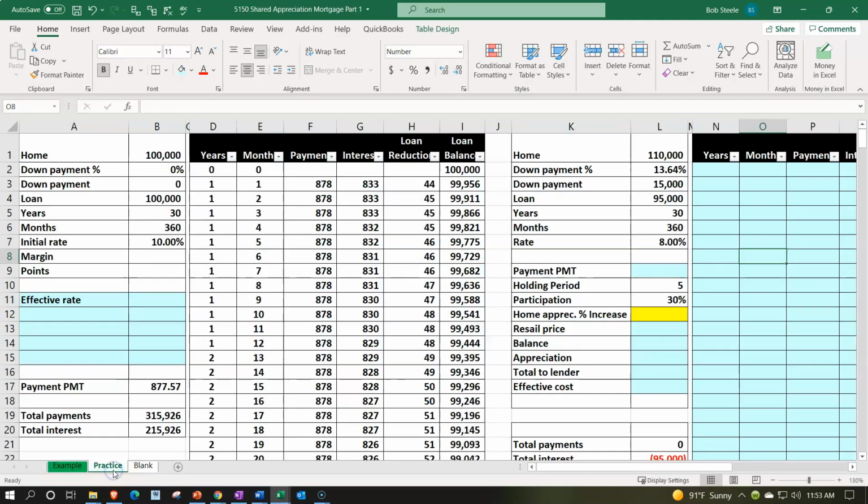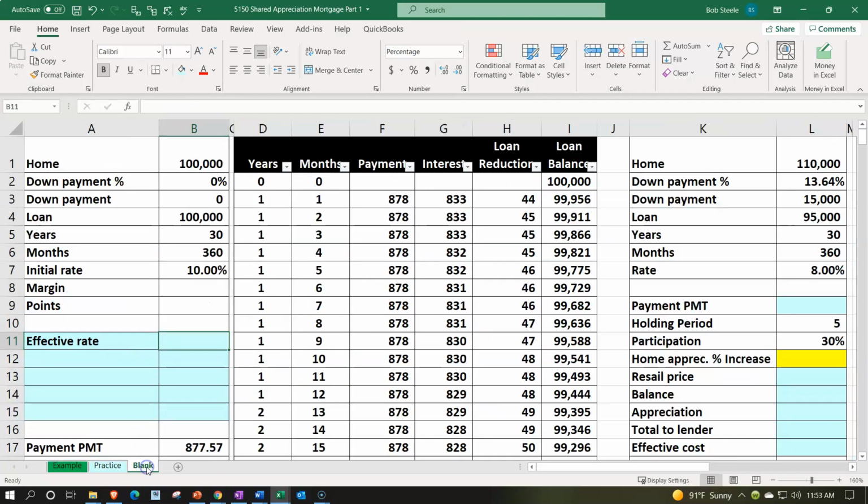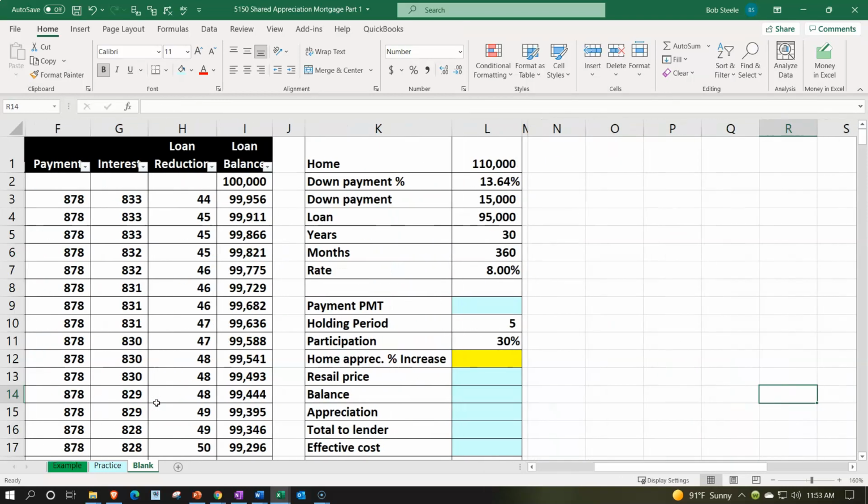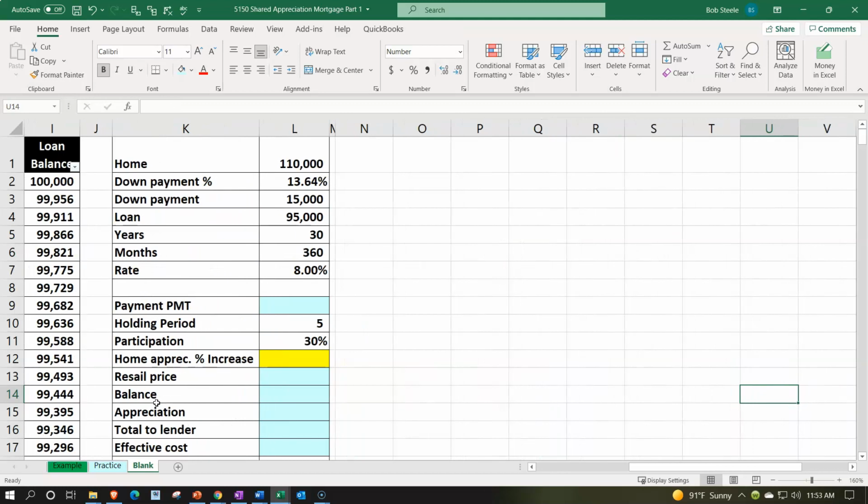The second tab, the practice tab, will have some pre-formatted cells here, so you can work through the practice problem with a little less formatting involved in it. The third tab, our blank tab, is where we're going to get to the formatting and everything, and make a lot of it basically from scratch, out of thin air.